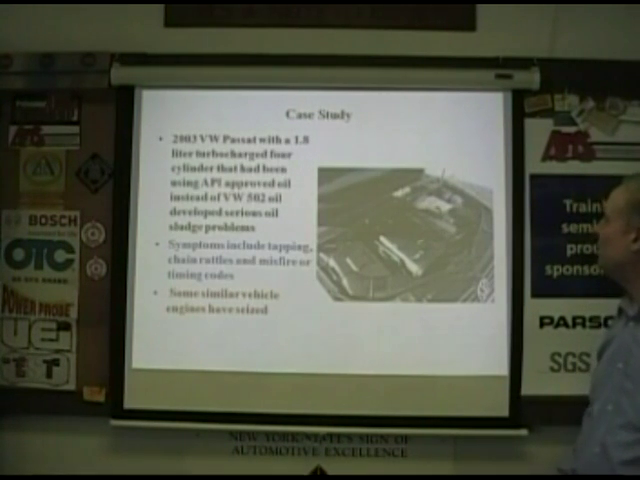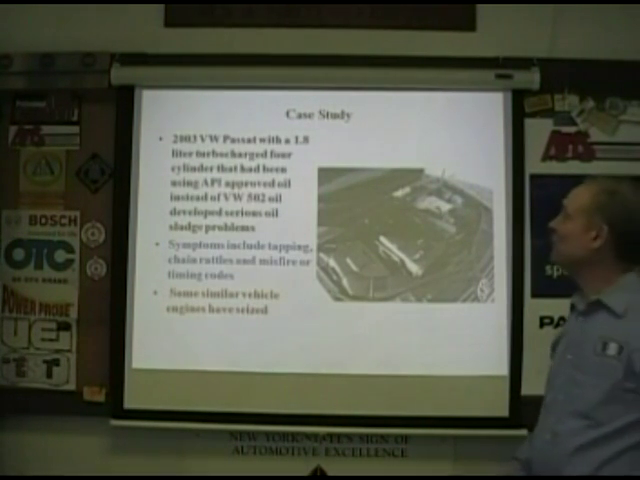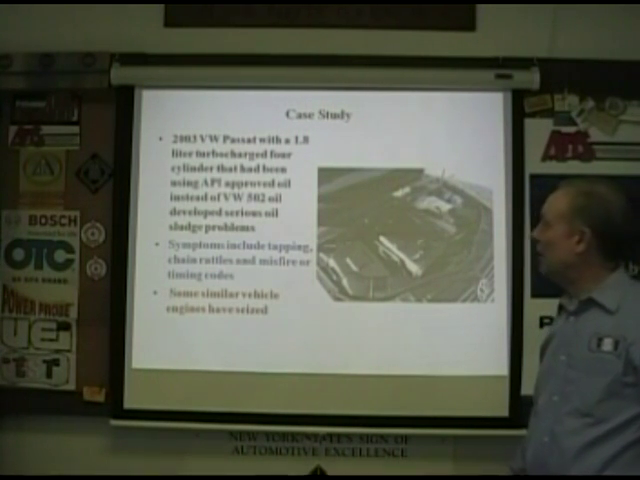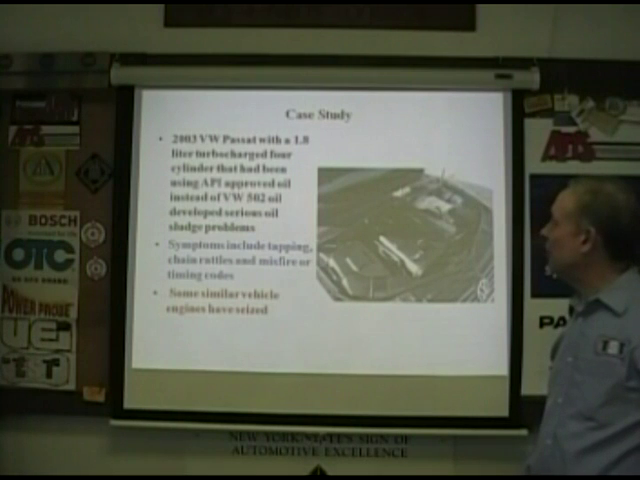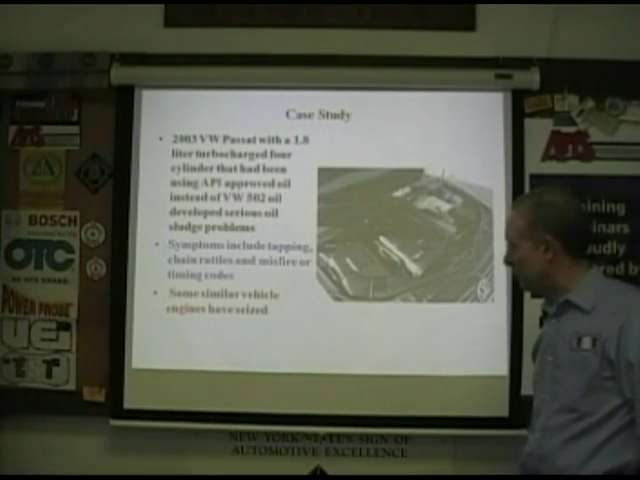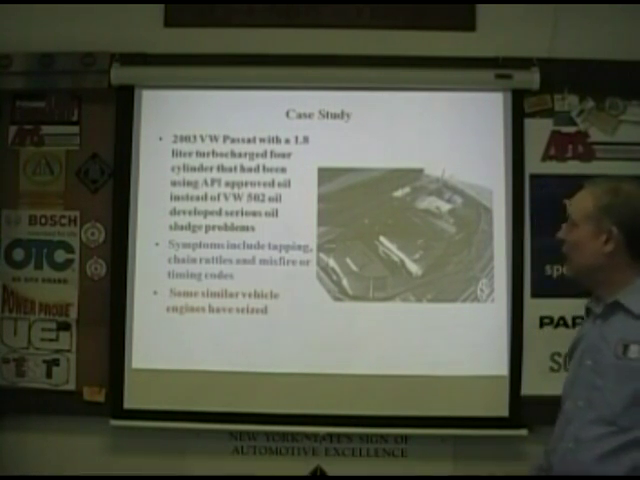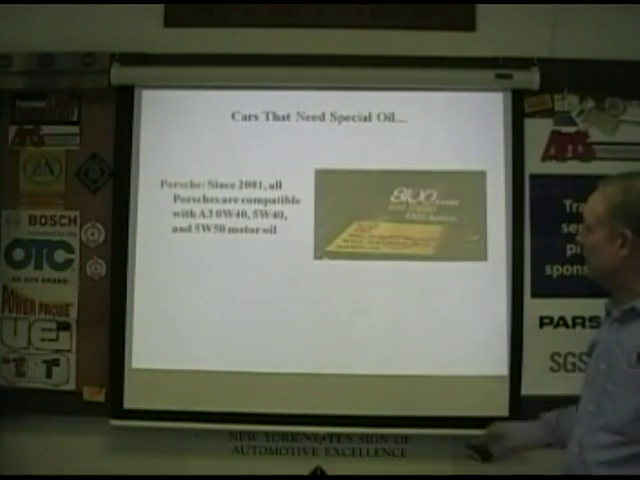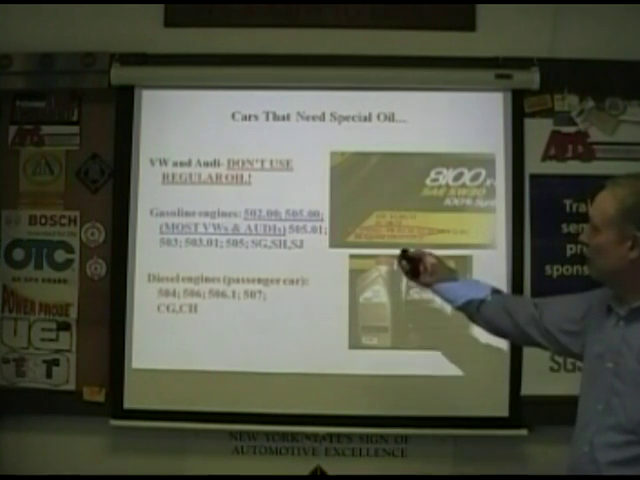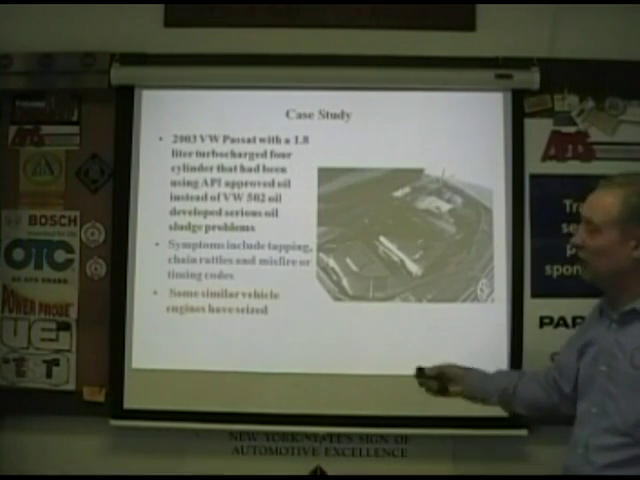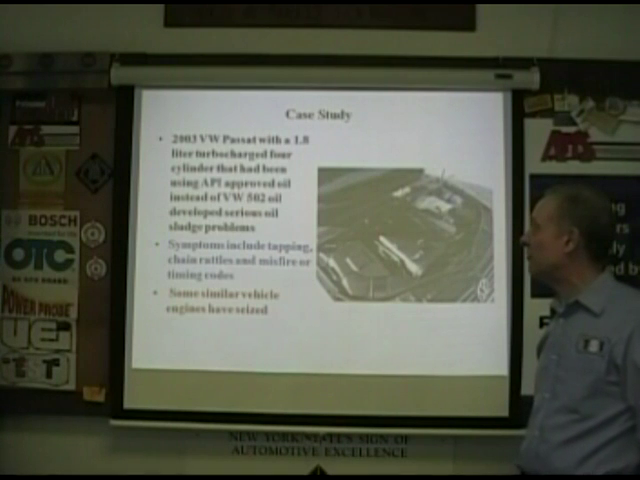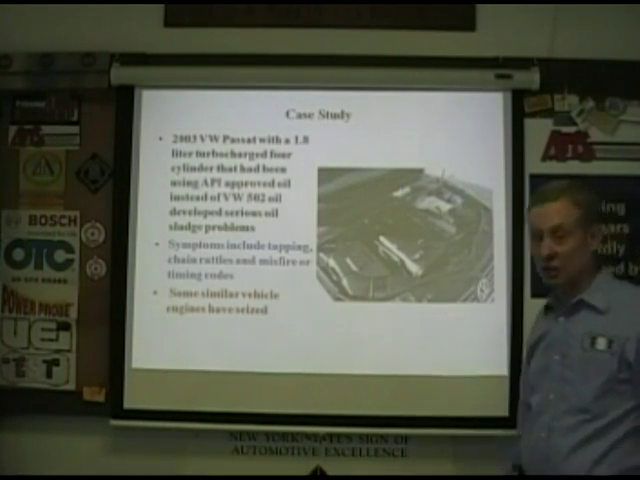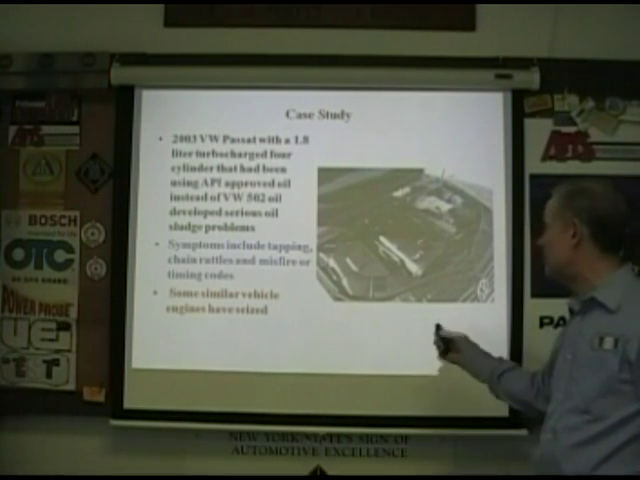All right. Case study. Speaking of Volkswagen. 2003 VW Passat with a 1.8 turbo. Been using the API approved oil instead of the VW approved, the 502 oil. If you look back at the previous chart, we're up to 505, but this particular vehicle only needed a 502, and it was developing serious sludge problems. This engine does have a habit of developing serious sludge problems.